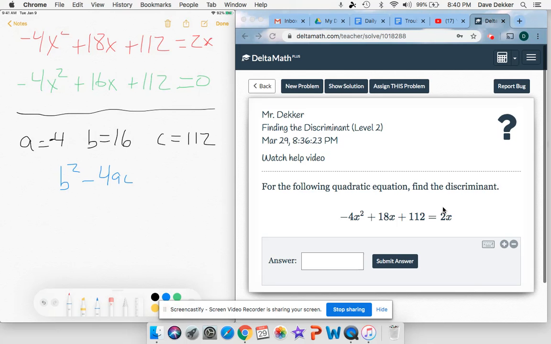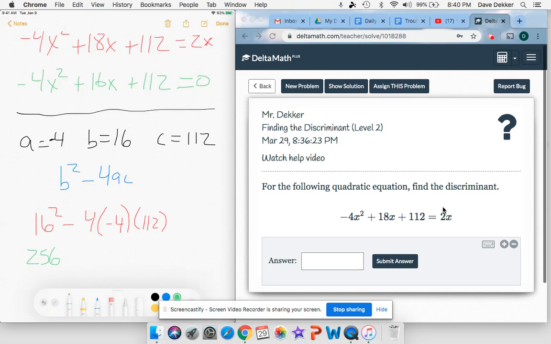For this particular problem, I'm going to take B squared, so 16 squared, minus 4 times A, so 4 times a negative 4, and C is 112. I need to figure out what some of these things are. I'm definitely going to use my calculator for this. If I did 16 squared, I get 256.